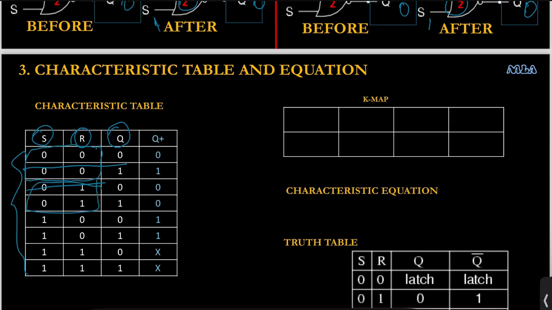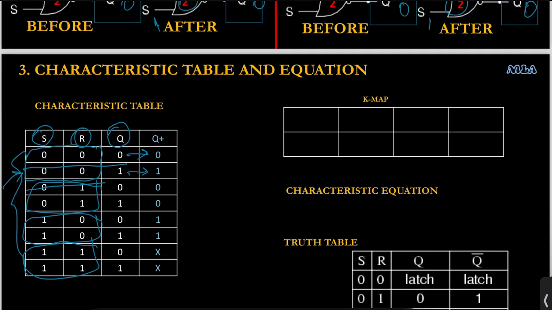Two rows, we have S equal to 0, R equal to 1, and two rows, S equal to 1, R equal to 0, and two rows, S equal to 1, R equal to 1. Now, S equal to 0, R equal to 0, as we have discussed in the last working mechanism, corresponds to the latch state or the memory state. So Q plus is same as Q. So here 0 remains 0, 1 remains 1.